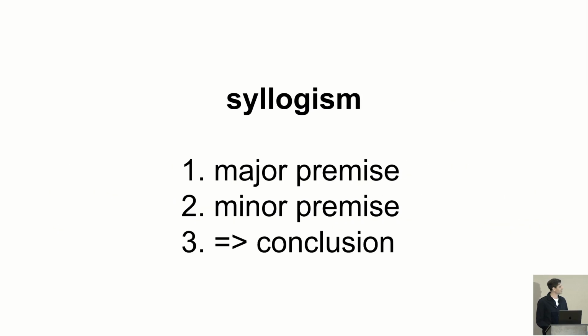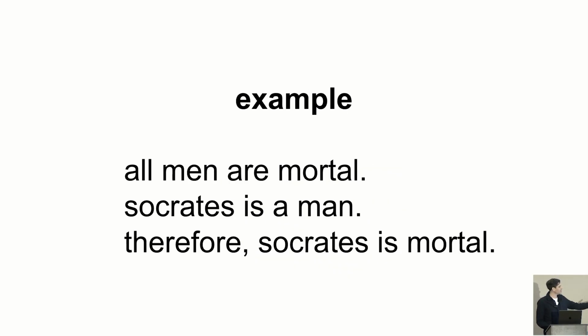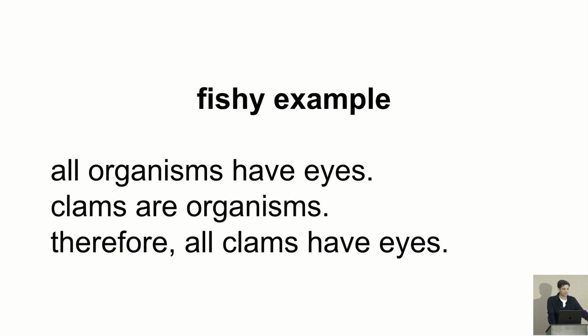And his largely didactic use case is the syllogism. In goes a major premise, a minor premise, and out comes a conclusion. You've probably seen this before in the canonical example of all men are mortal. Socrates is a man, therefore Socrates is mortal. But of course, here's a fishy example. All organisms have eyes. Clams are organisms, therefore all clams have eyes.